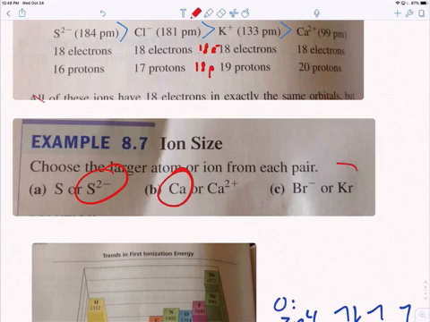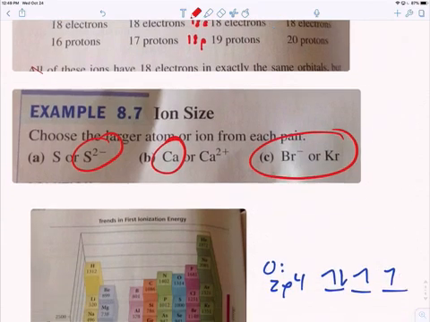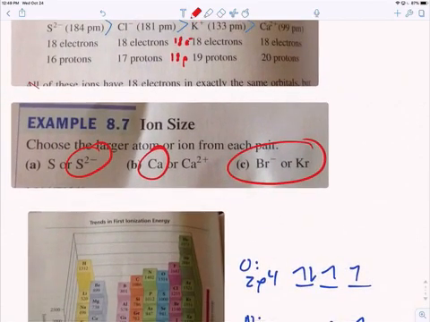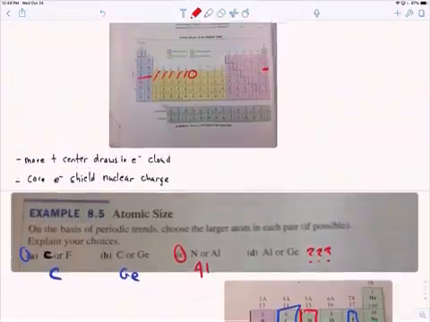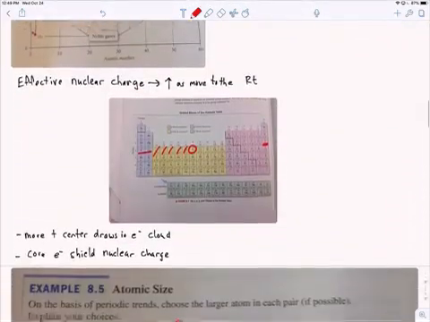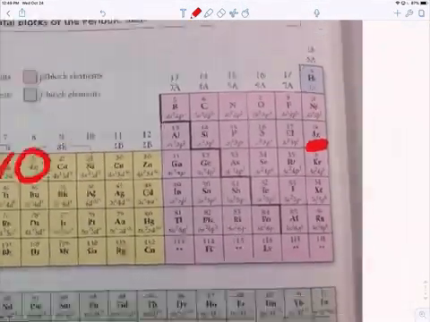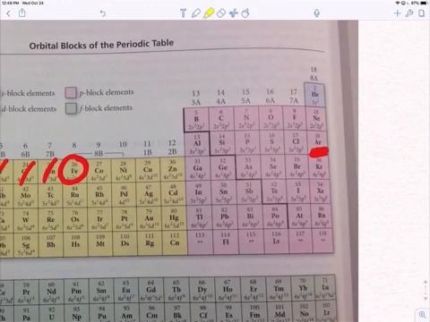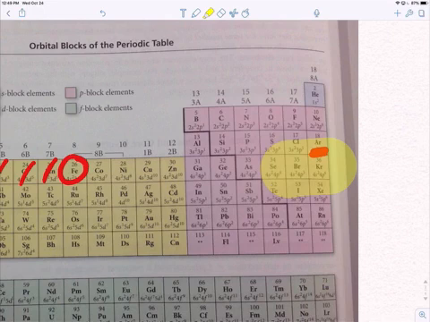And then here we are with bromide and krypton. Bromide and krypton, they both have the same number of electrons. It's not 18. What is it? Geez, where did I put my periodic table? Oh, here we go. So here's bromine and krypton there. They both have 36 electrons. Bromine has 35 protons. Krypton has 36 protons. They have the same number of electrons. Which one's bigger? It's the one with the less positive charge, the 35 protons.